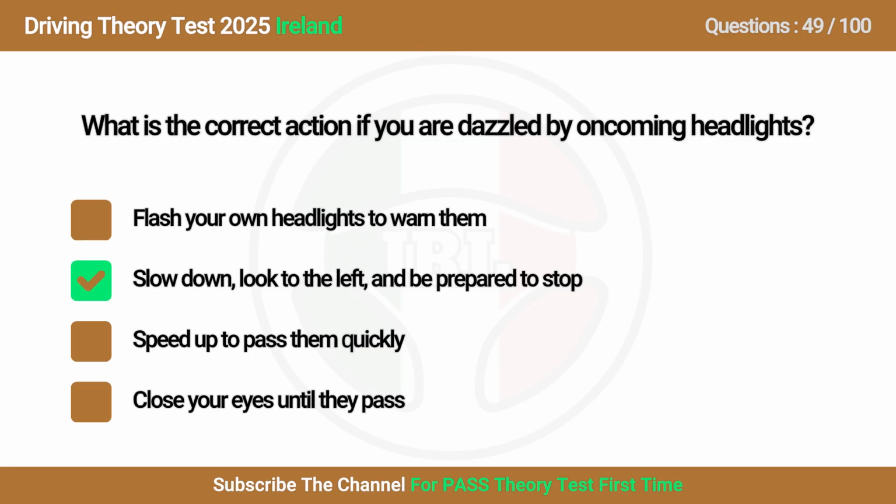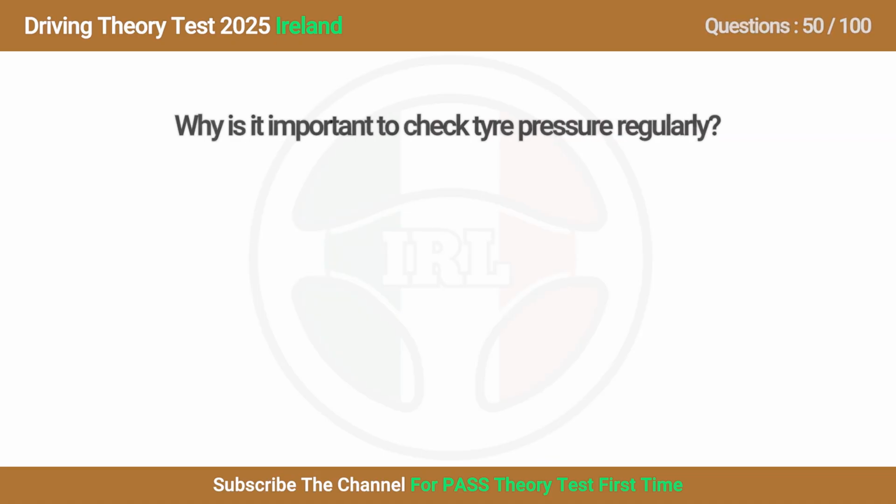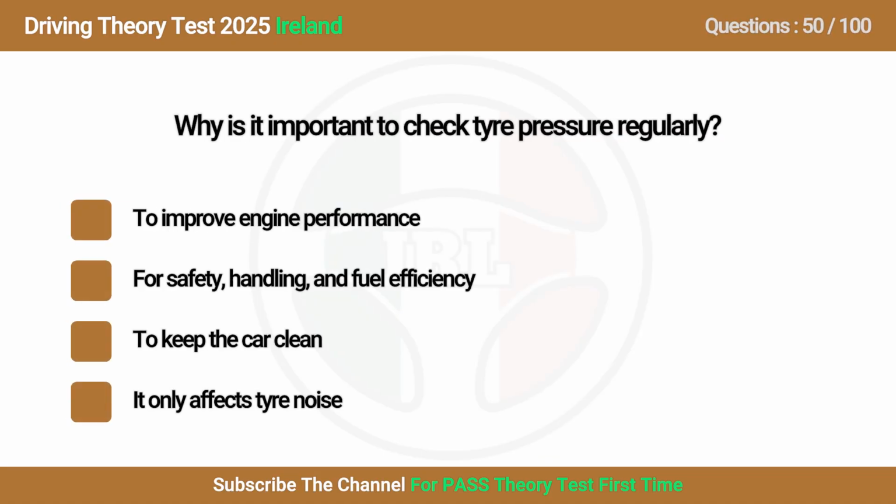Answer is B. Slow down, look to the left, and be prepared to stop. Being dazzled reduces your visibility significantly. Slow down, keep your eyes on the left edge of the road, and if necessary, pull over to a safe spot until your vision recovers. Question 50. Why is it important to check tire pressure regularly?